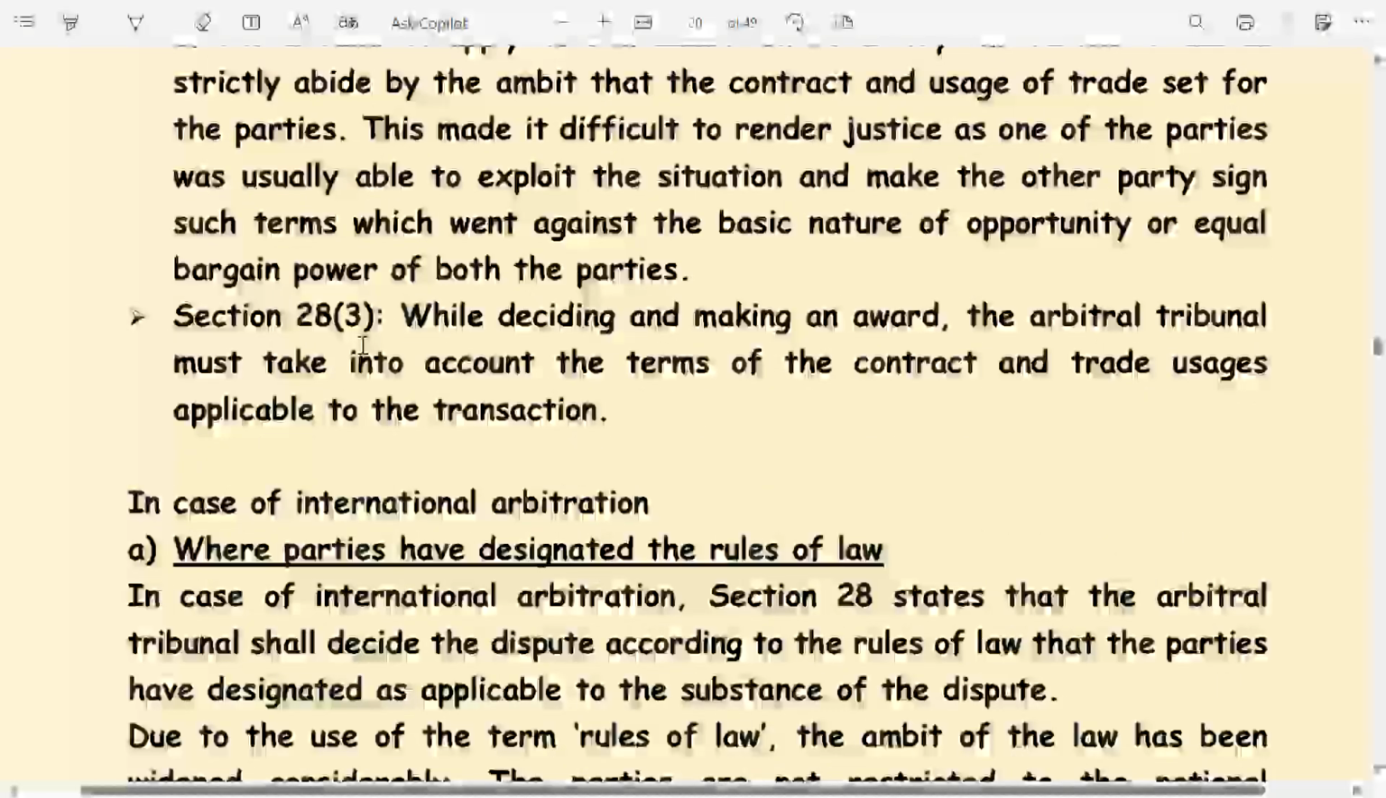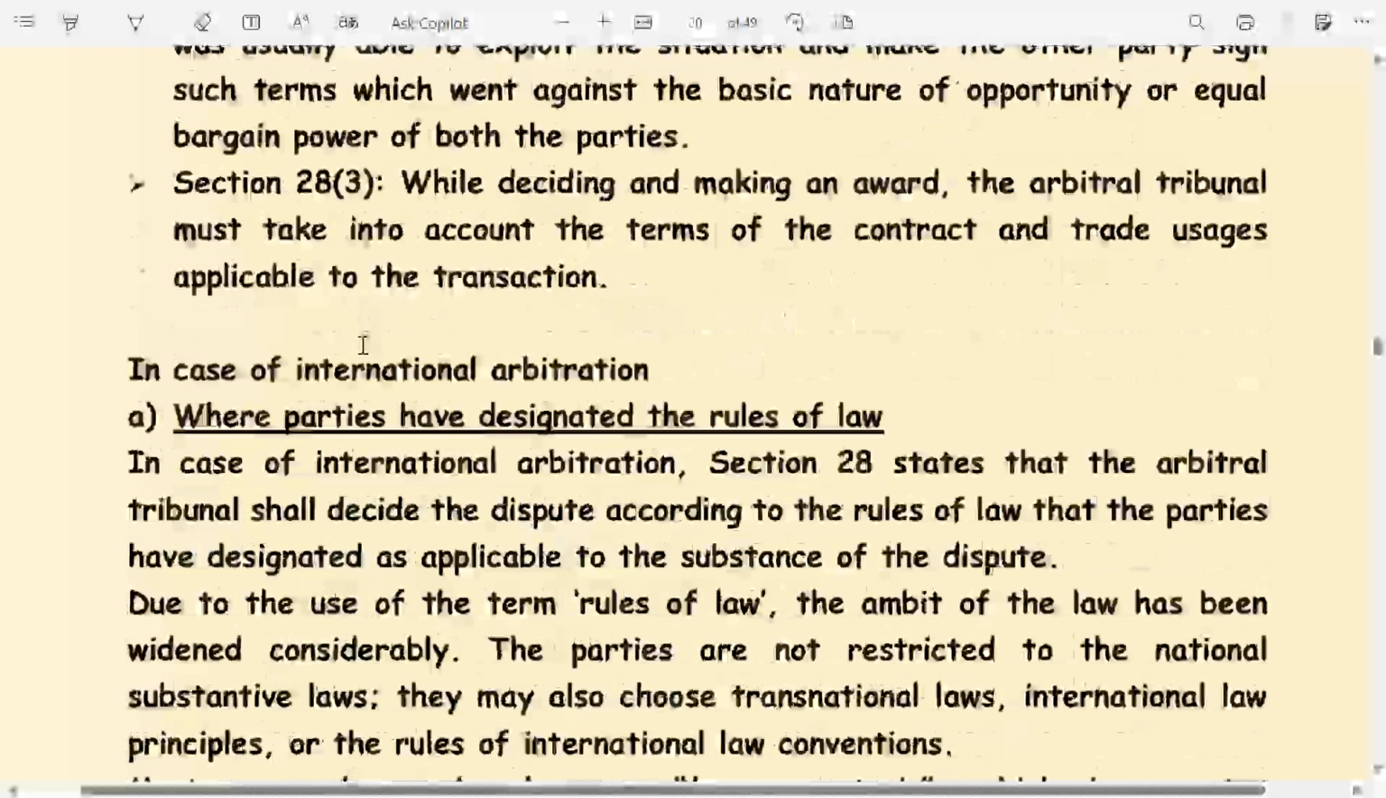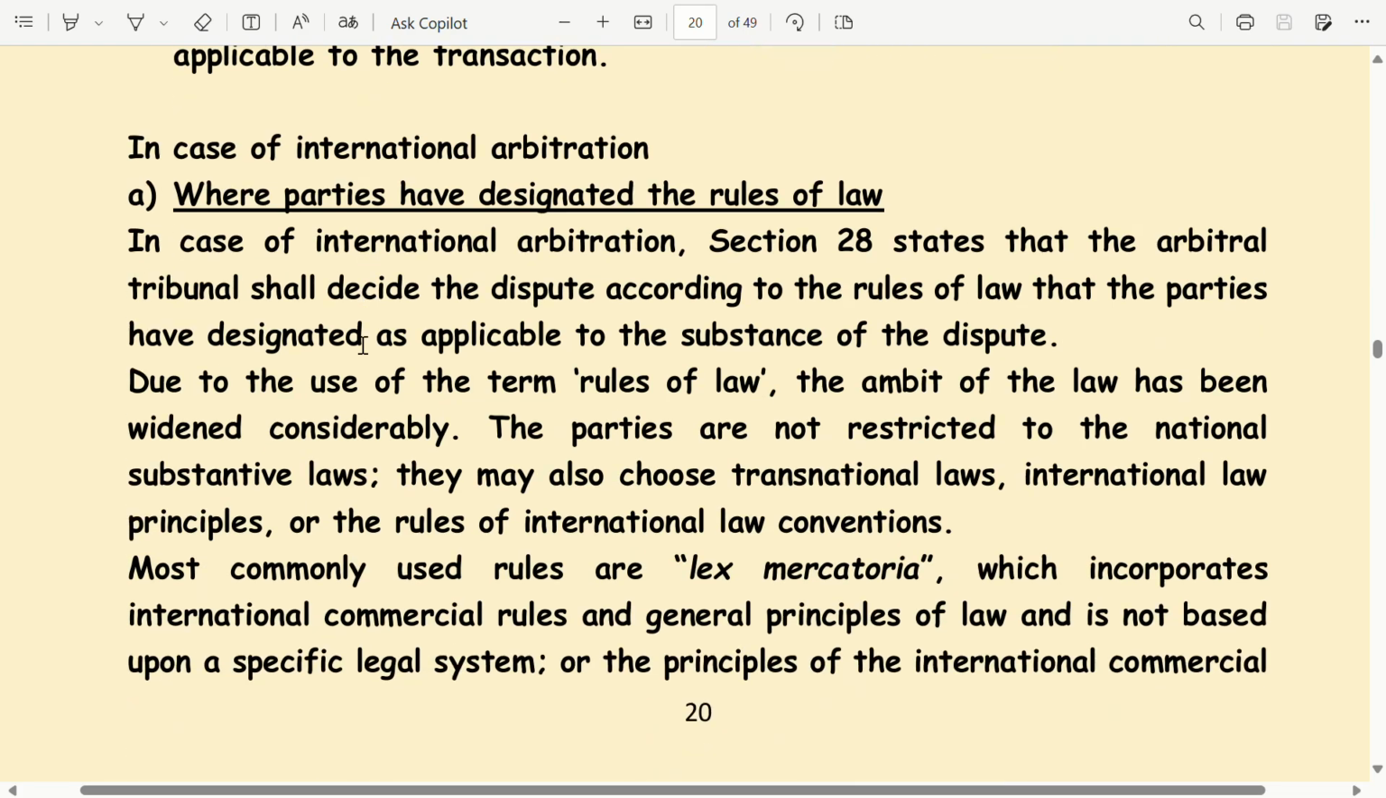Section 28 subsection 3. While deciding and making an award, the arbitral tribunal must take into account the terms of the contract and trade usages applicable to the transaction. In case of international arbitration, where parties have designated the rules of law, Section 28 states that the arbitral tribunal shall decide the dispute according to the rules of law that the parties have designated as applicable to the substance of the dispute.